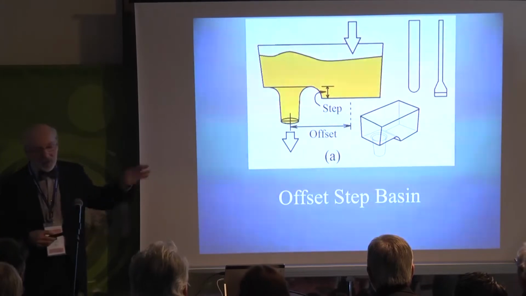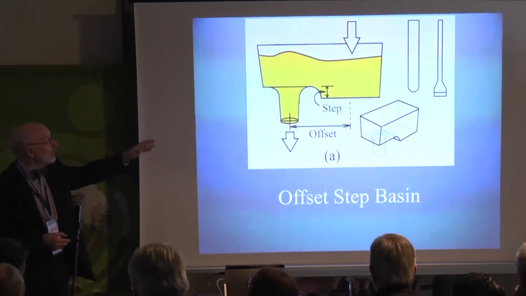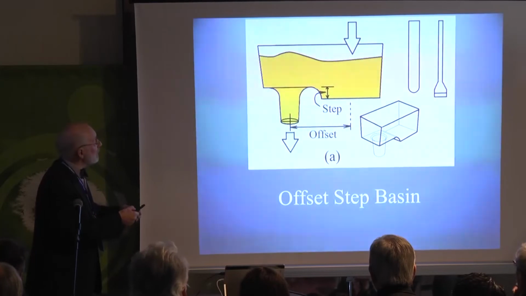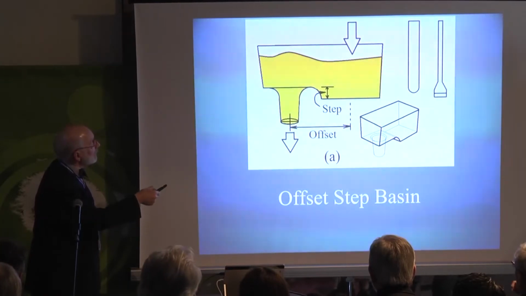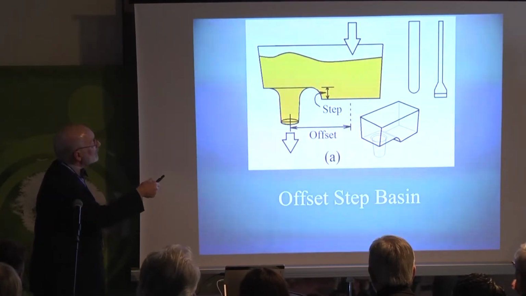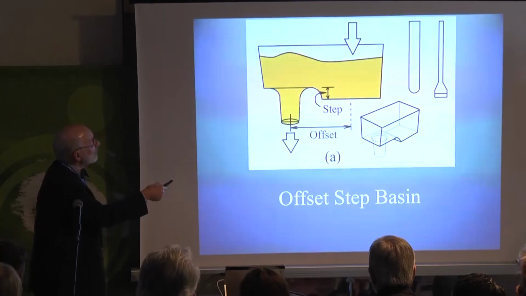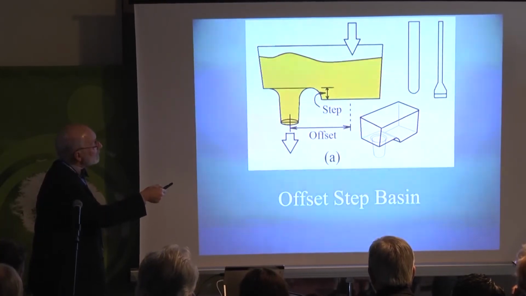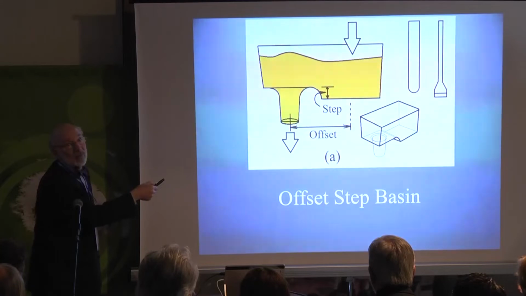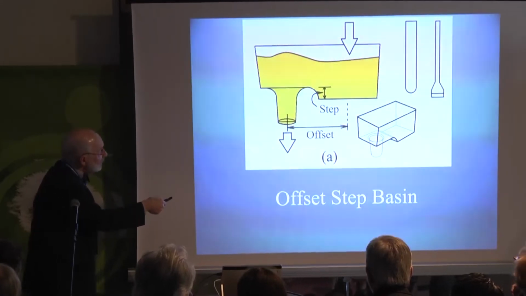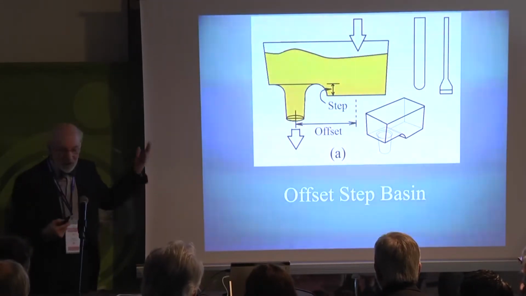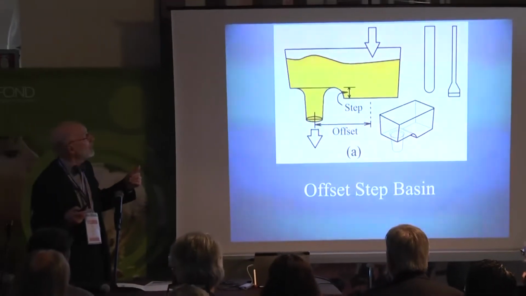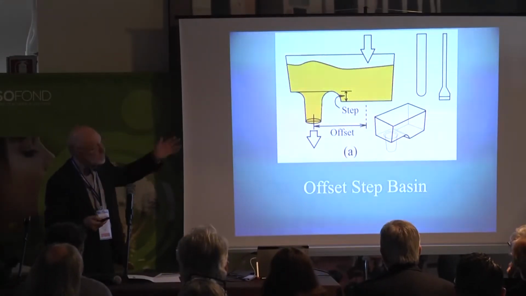Yes, so one of the ways of doing it is the offset step basin, so that the bubbles can detrain by coming up this way. The metal goes down, but unfortunately this process also introduces bifilms at this point, and they go down. So it's not a good system, and it's not as good as the contact pour system, but it's not bad.